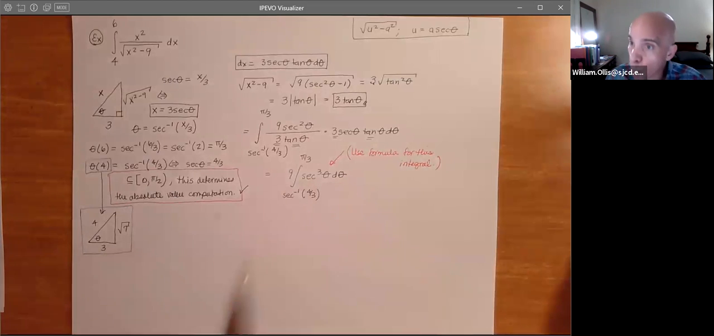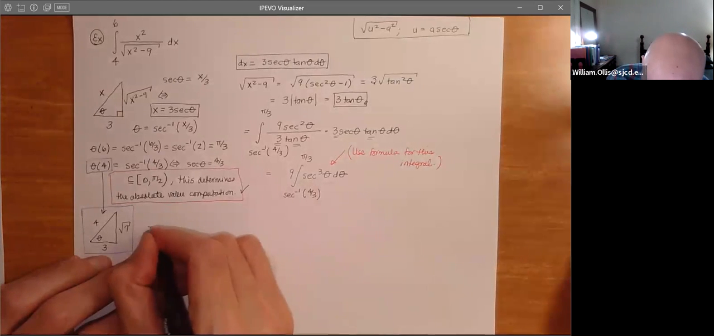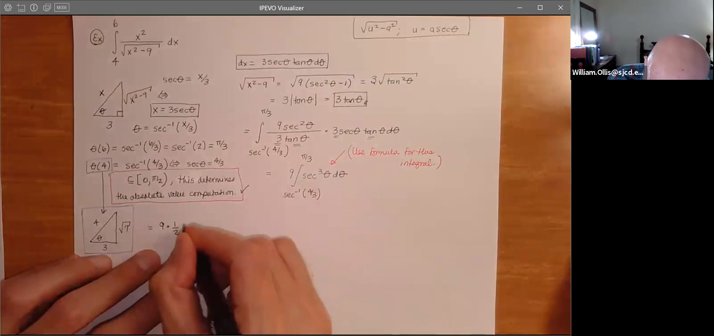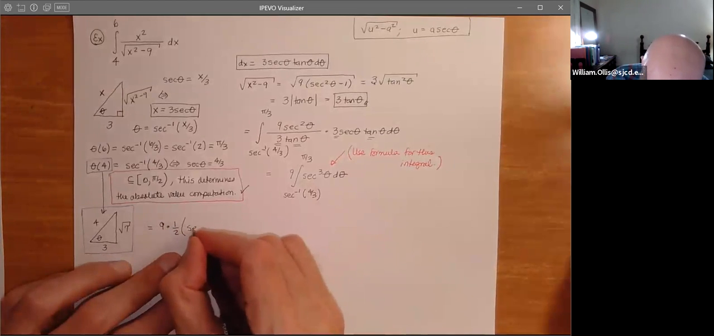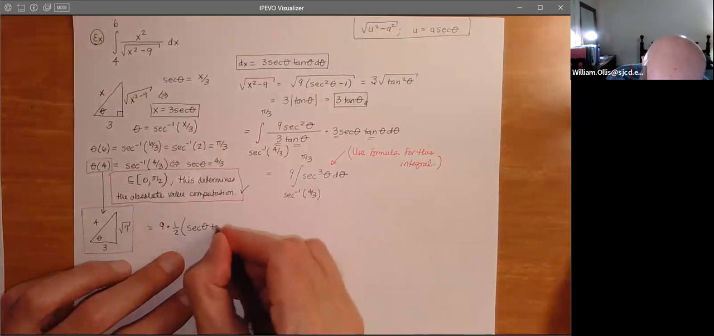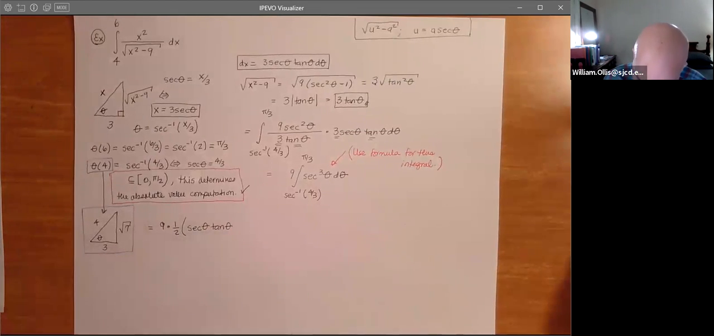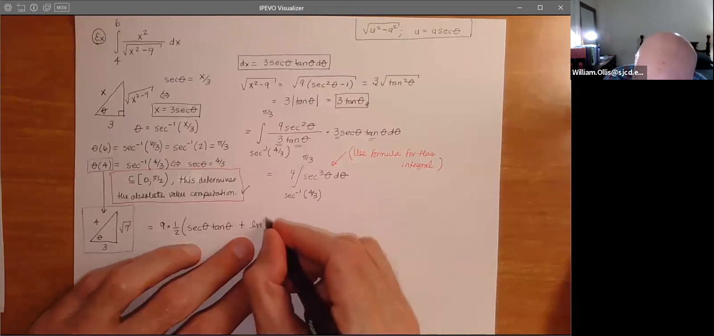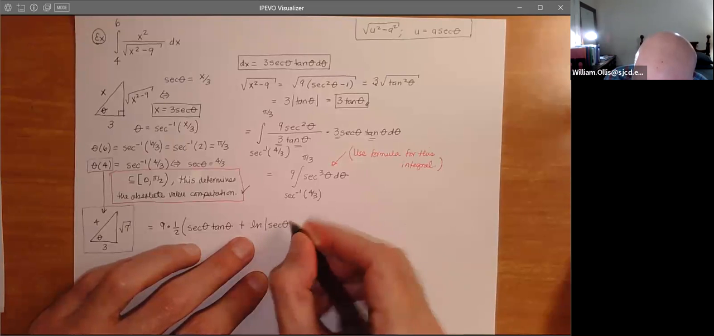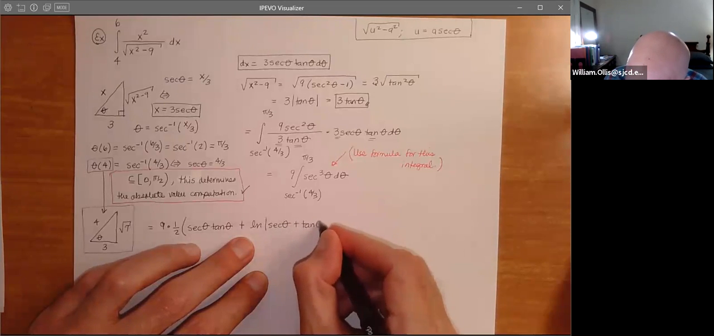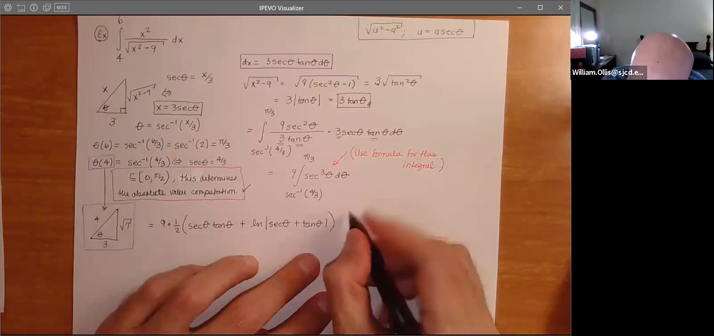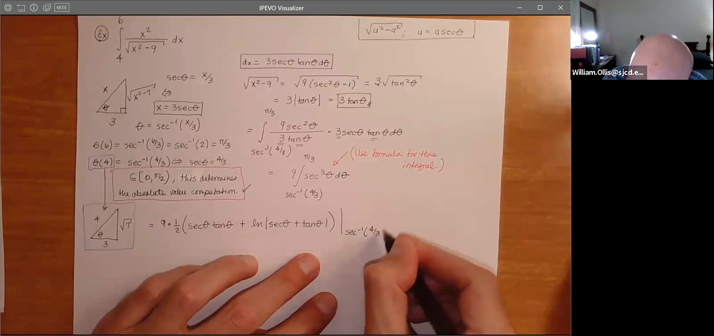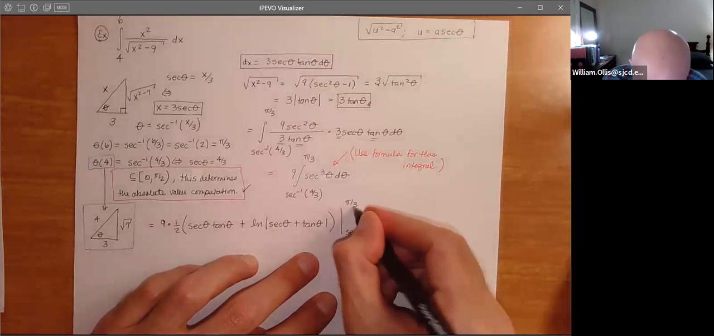So now remember, it's the 1/2. So this equals 9 times the 1/2. And remember, we have secant theta tangent theta, plus the natural log. Remember, we had the integral of secant, plus the natural log of secant theta plus tangent theta. And evaluate from secant inverse 4/3 to pi over 3.